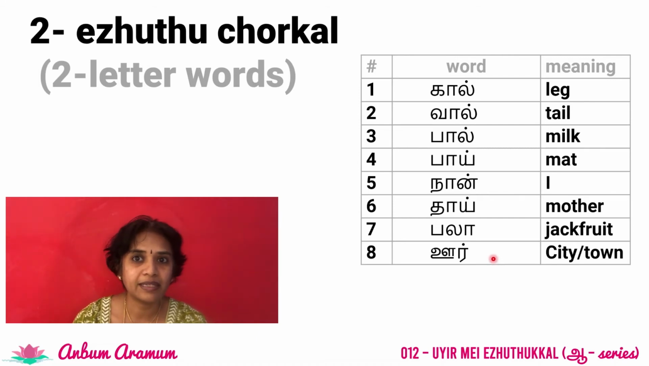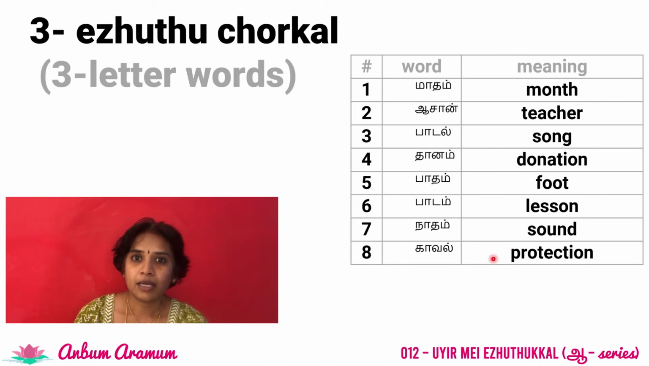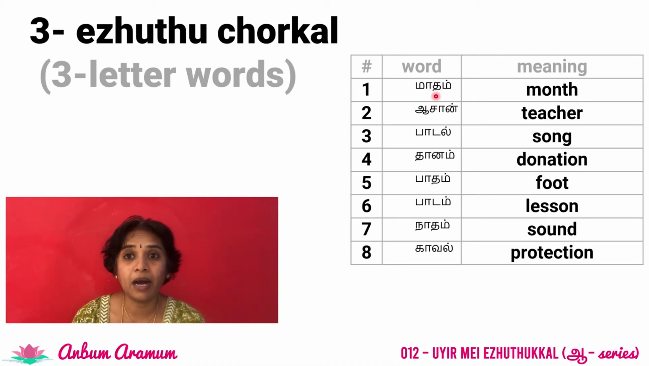Let's move to some three-letter words. The first word is ma. The first letter is ma. The second letter is tha. So we read together as madha. And the last letter is im. So madam. Madam means month. Here the ta takes the da sound.